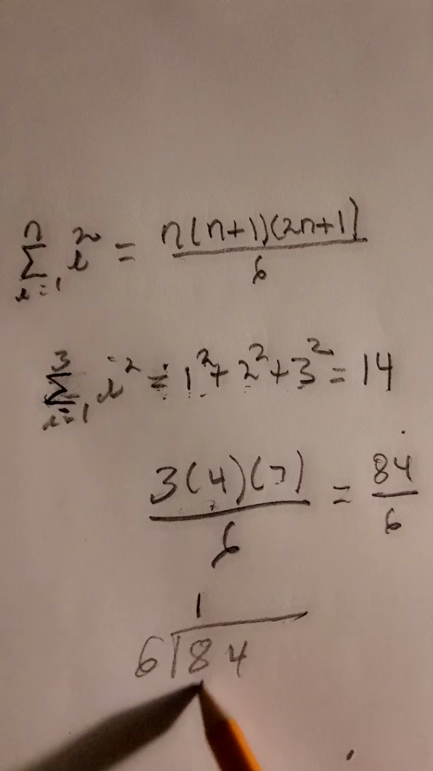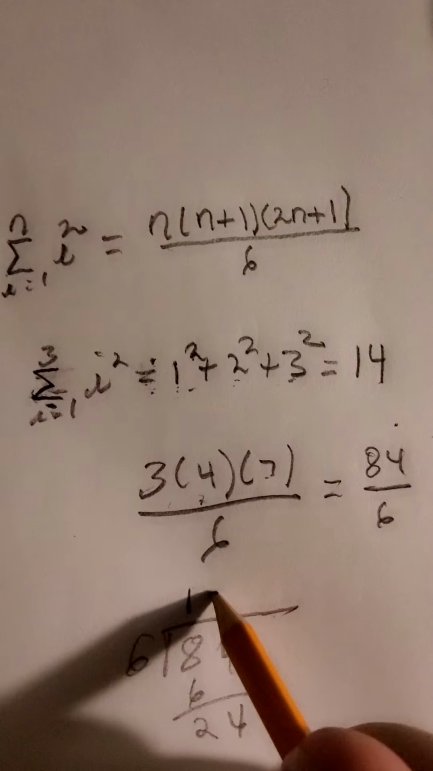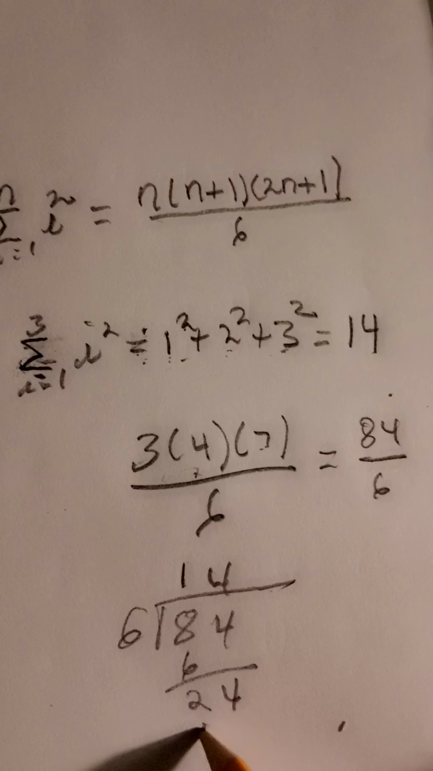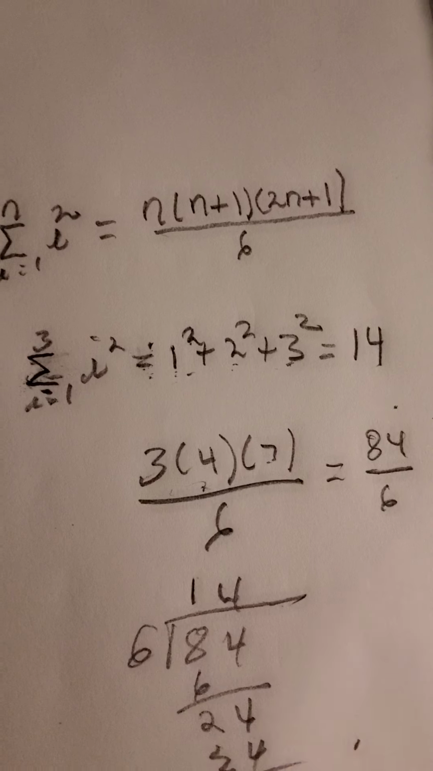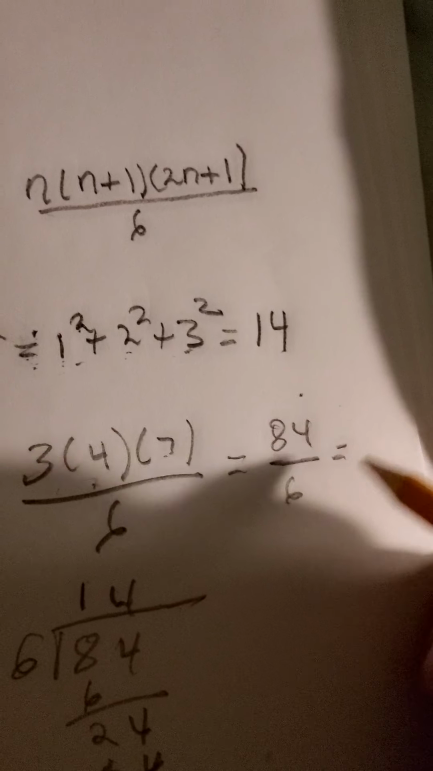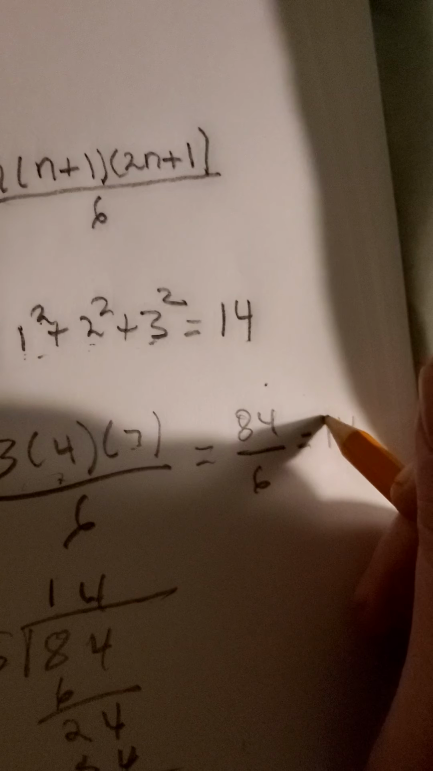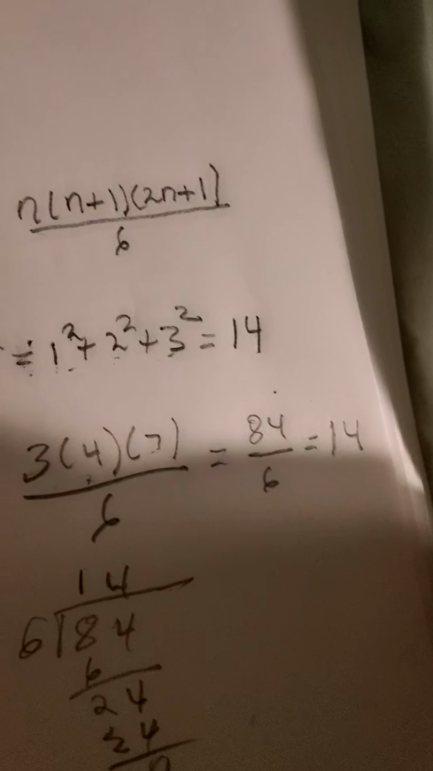6 goes into 8 once. And 6 goes into 24 4 times. Guess what? It does work. So that also equals 14. 84 divided by 6 is 14. So this formula works as well.